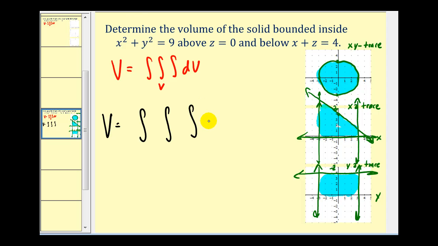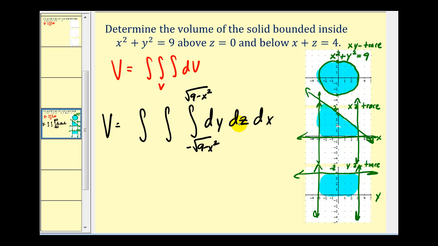Let's integrate with respect to y first, which means the limits of integration for y must be expressed as a function of x and z. Since the equation of the circle was x squared plus y squared equals 9, if we solve this equation for y, we'll have y equals plus or minus the square root of 9 minus x squared. So the lower limit of integration will be negative square root 9 minus x squared, and the upper limit will be positive square root 9 minus x squared. And then to avoid having to integrate this result with respect to x because of the square roots, let's integrate with respect to z second and then x last.